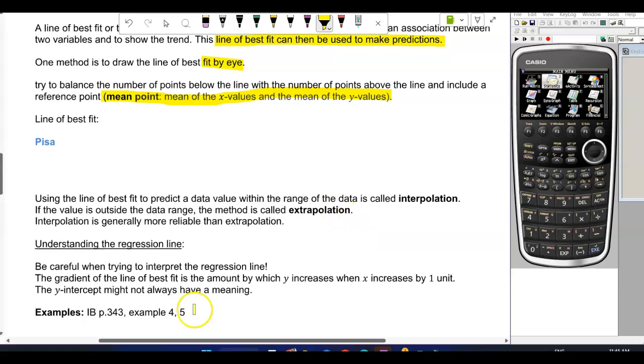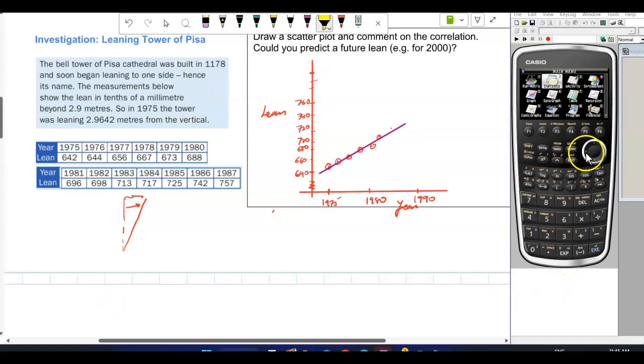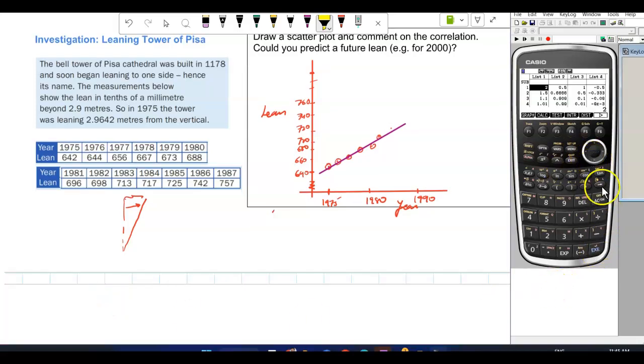Now let's do this for the Leaning Tower of Pisa. What you have to do is go to statistics and delete whatever you have, because we always keep it clear. Enter the first in column 1. Enter the second in column 2, obviously. Sorry, I forgot.